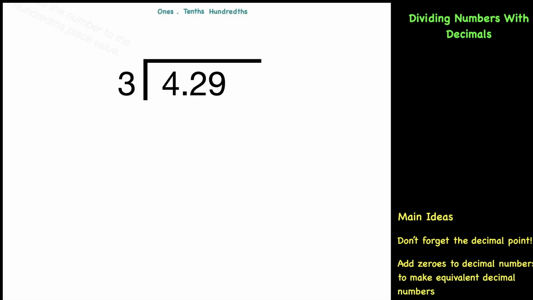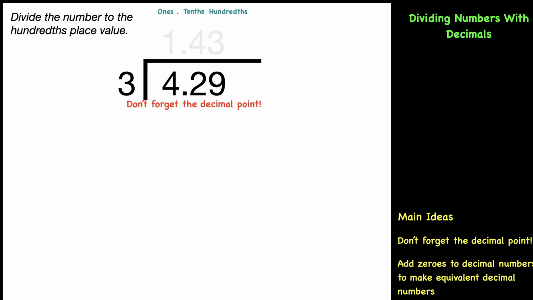All right, so directions: divide the number to the hundredths place value. When you do decimals, you can sometimes work to the tenths, hundredths, and even thousandths or more. For this problem, we're only going to work to the hundredths place value. I'm going to put our answer up there of 1 and 43 hundredths in the gray, but we'll work to see how we came up with that answer. A good idea is to not forget your decimal point and go ahead and put that up there above, in between the ones and the tenths, just to get started.